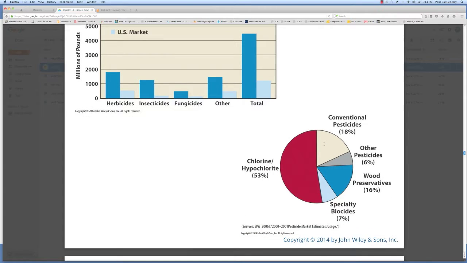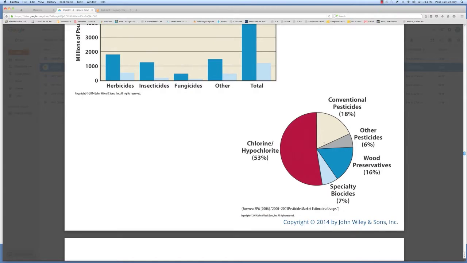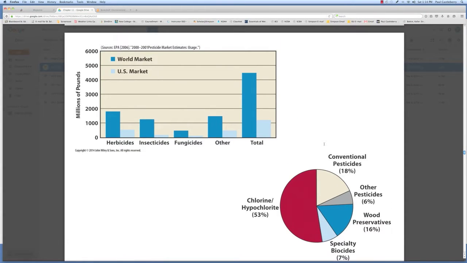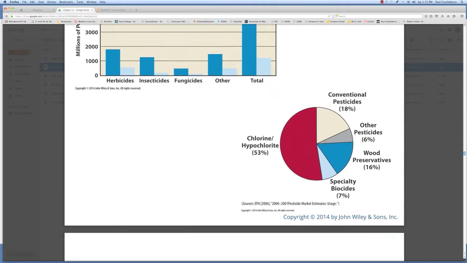And you see some of these broken down in the pie chart in terms of chlorine hypochlorite, over half of used. Conventional pesticides only make up 18%. Wood preservatives 16%, and you see some of the other breakdowns there of pesticides. And this is actually, it looks like from the year 2000 to 2001.